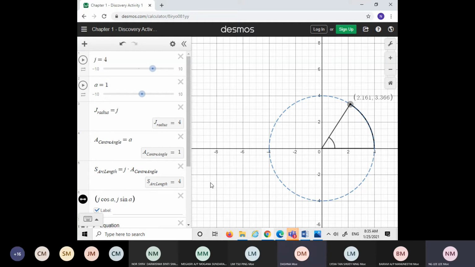Teacher, did you increase or reduce the angle? I just dragged until I get 1 here. I want the angle to be 1 radian. I want to see what happened to the arc length. Increase. Increase, yeah. You can see here exactly what the number is.